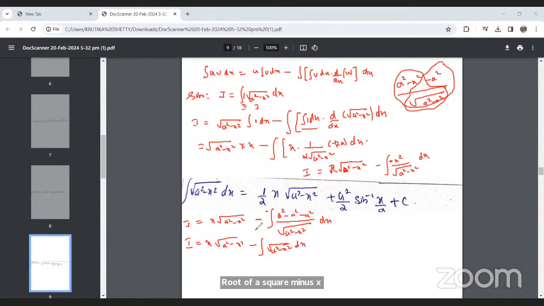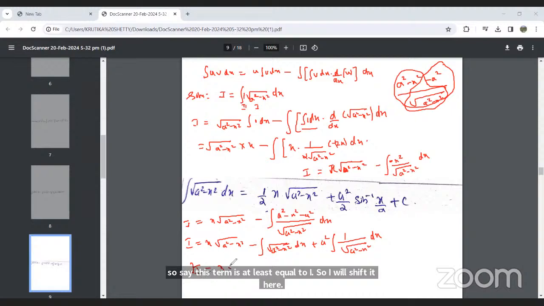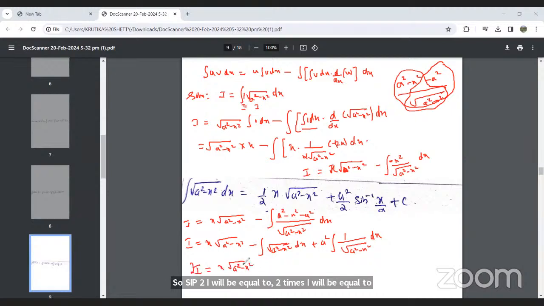dx. And then see, minus into minus, it will be plus a square into 1 upon root of a square minus x square dx. See, this term is equal to I, so I will shift it here. So 2I will be equal to x into root of a square minus x square. This second term is similar to I, so I will substitute it as I and shift it to the LHS. So I plus I, it will be equal to 2I plus a square into integration of 1 upon root of a square minus x square dx.